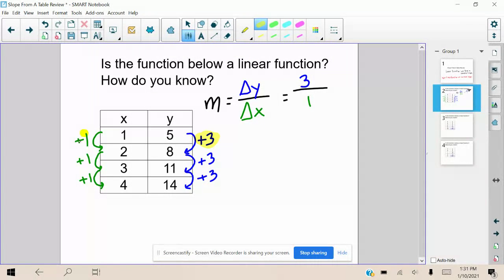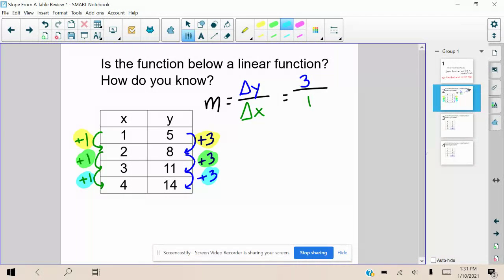So the first change was positive 3 over positive 1. The second change was positive 3 over positive 1. And our third change was positive 3 over positive 1, which means we have the overall same value, which is very important here, that those values are the same, right? These also look the same as well. They look the same, and the values are the same, which is very, very important.